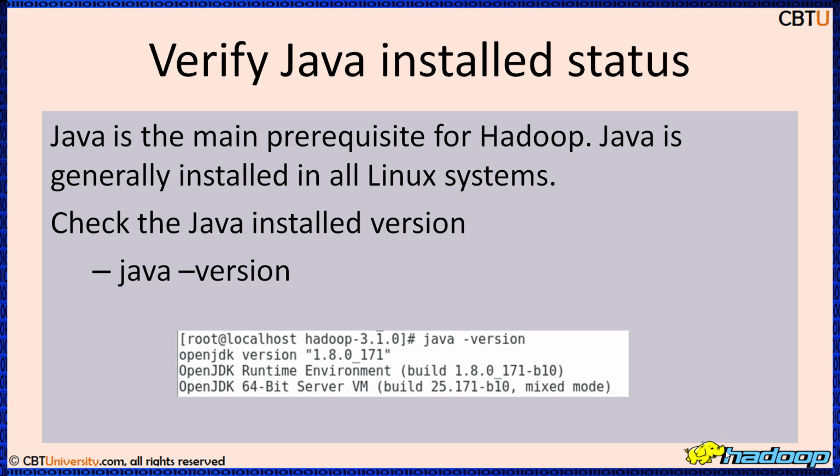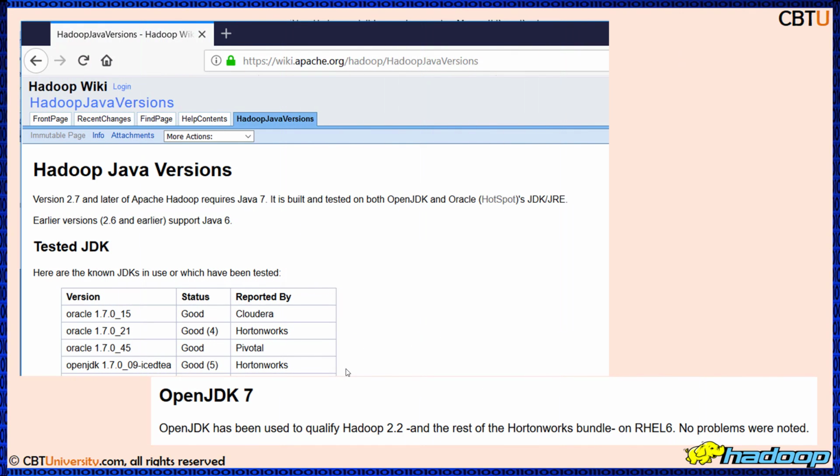Check the Java install version with the command java -version. You will see the installed version of Java JDK and JRE version. If Java is not installed or you require the latest version, please watch the Java installation in Linux and Windows session. These are the recommended Java versions for Hadoop.